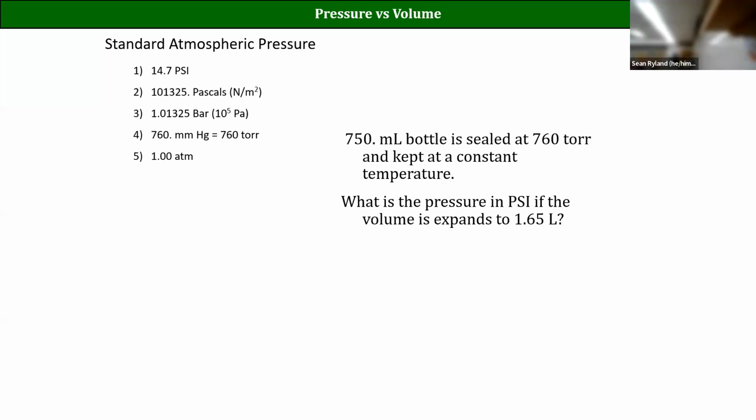Here's your initial set of conditions, and then something changes. What's your new one? Your new pressure or your new volume? Not really all that interesting. But it's one of a set of about 4 simple gas laws, and they all have the same general form. They're all going to relate 2 variables to each other.